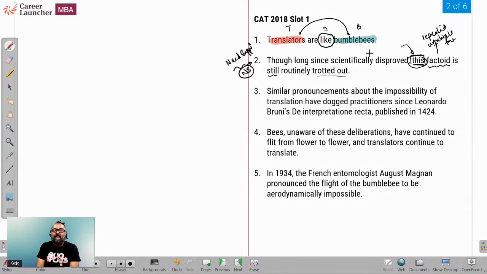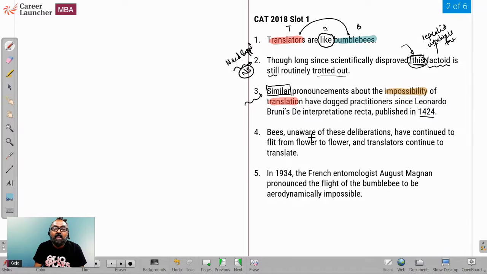The first sentence actually does not need any support of any other sentence prior to it, right? Similar. So obviously, this sentence also needs support. Similar pronouncement about the impossibility. That's a word there. So we're looking at the word impossibility of translation. So we have got repetition of that keyword. Have dogged practitioners in Leonardo Bruni's De Interpretione Recta, published in 1424. So we have a date mentioned here. Okay.